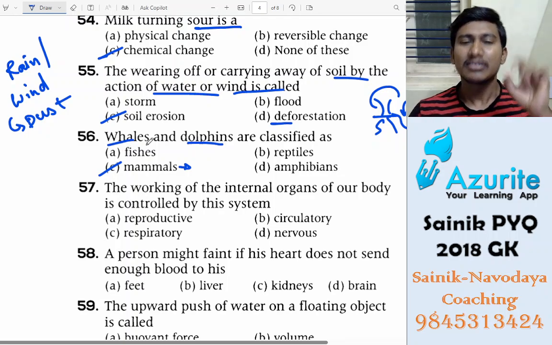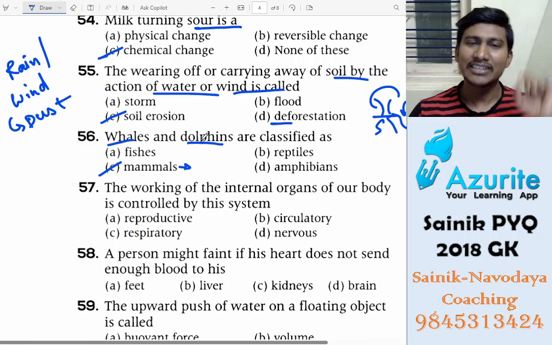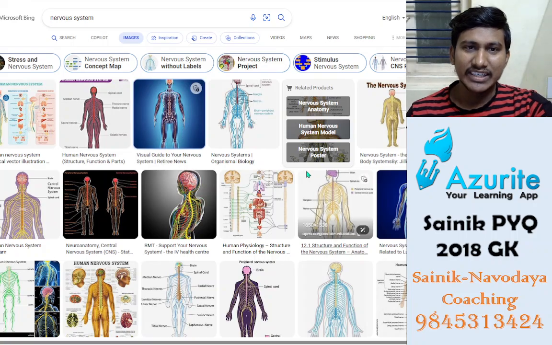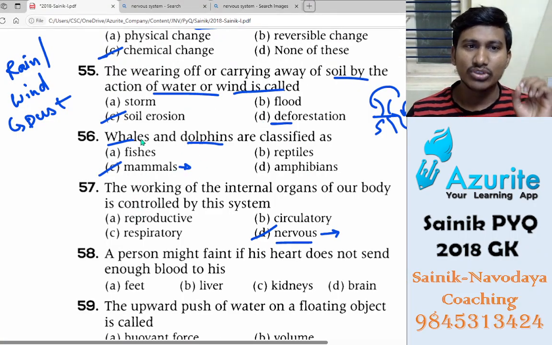So whale babies and dolphin babies drink milk from the mother. That is why they are mammals. Okay, understand? Don't be confused here. So students, that is the next question, right? So the next question is what?